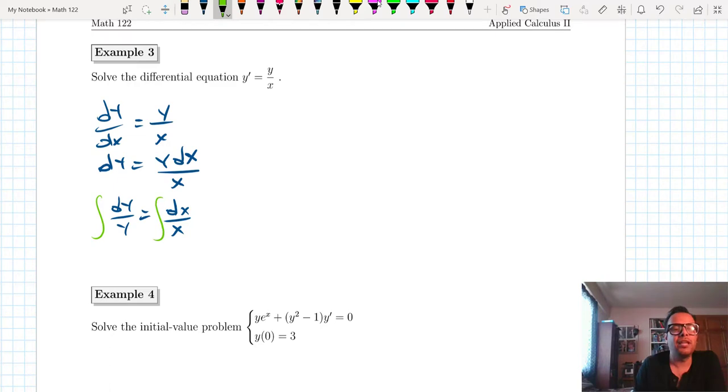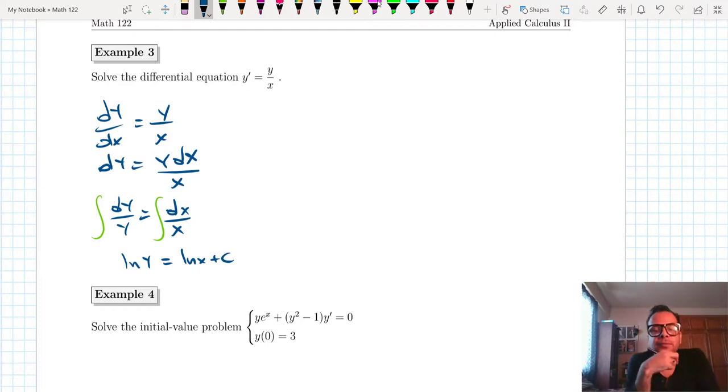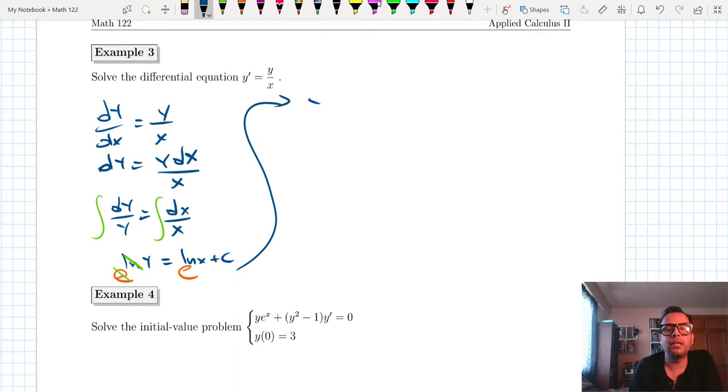Integrate both sides. The integral of 1 over y will be ln of y equals the integral of dx over x, that's ln of x, plus c. All right. What are we going to do here to solve this equation? Well, the inverse of the natural log this time will be exponentiating both sides of the equation base e. So the exponential cancels the ln, and we get y equals e to the ln of x plus c, but in this case I'm going to use e to the c. I'm going to use laws of exponents.